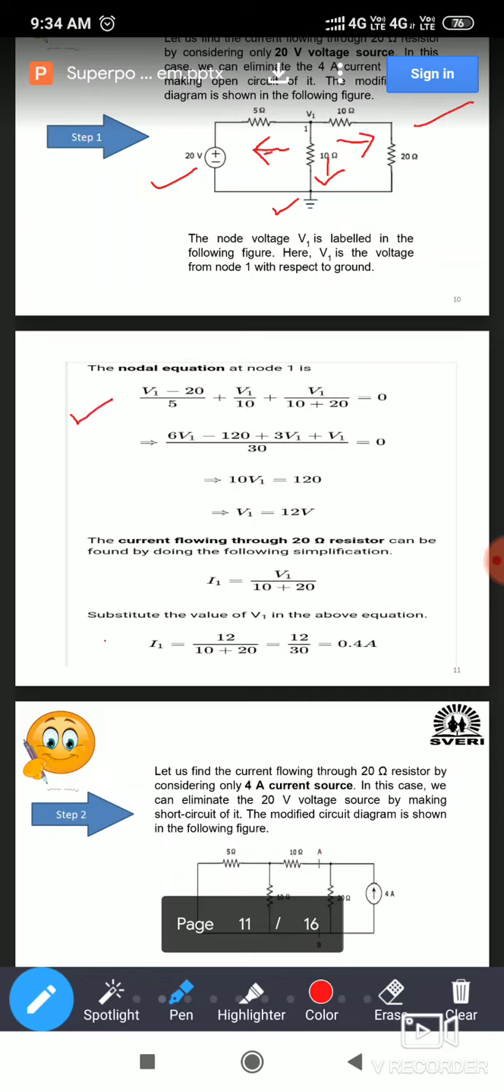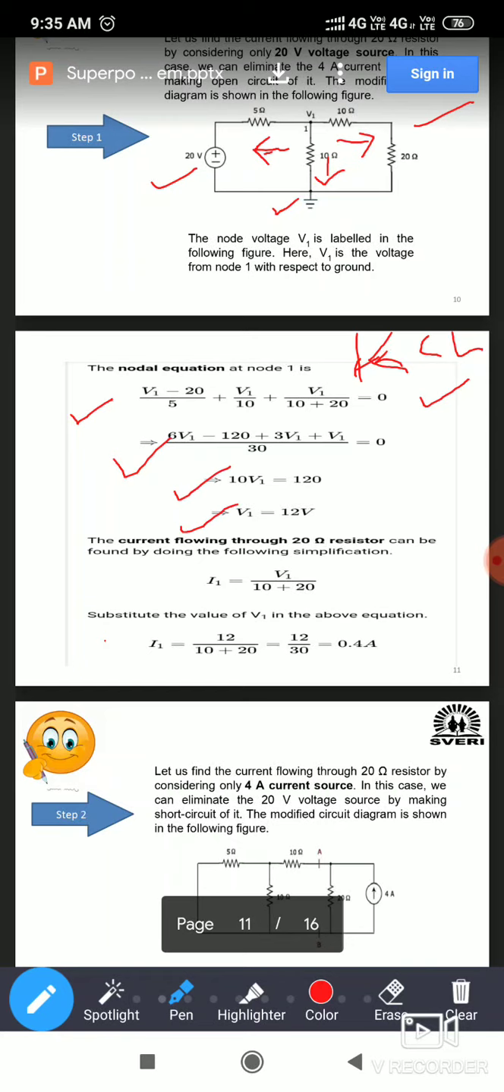So the nodal equation I will write: (V1 minus 20) divided by 5 plus V1 divided by 10 plus V1 divided by (10 plus 20) is equal to 0. This is by applying KCL at V1. All these terms are positive because all currents are outgoing. Next, take the LCM. If you take the LCM as 30, the equation becomes like this: 10 V1 is equal to 120, and V1 is equal to 12 volt.